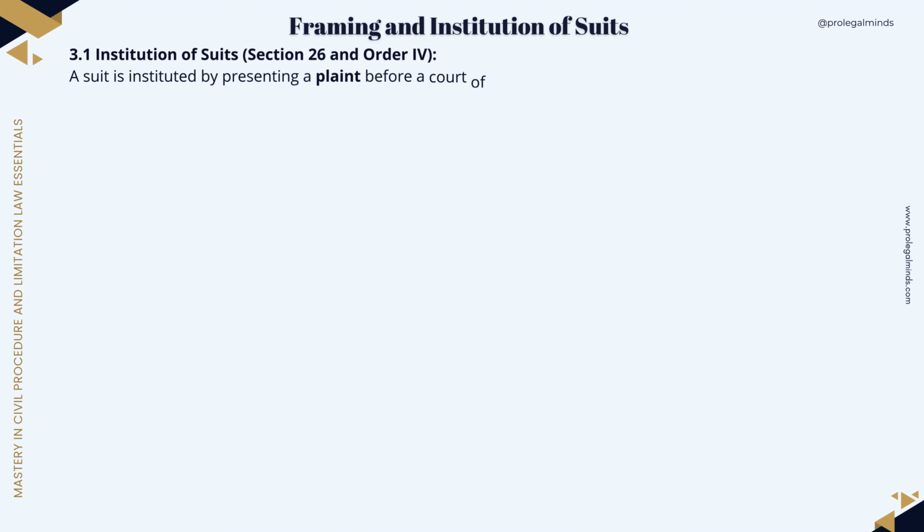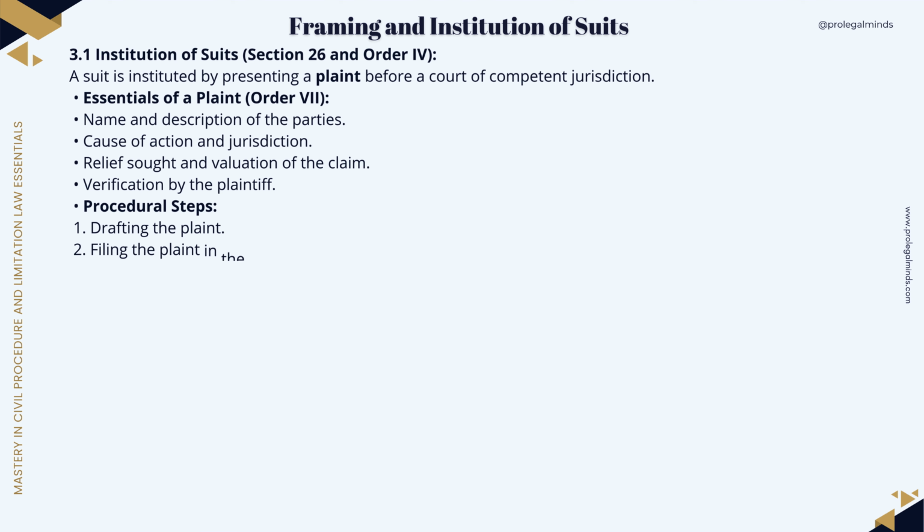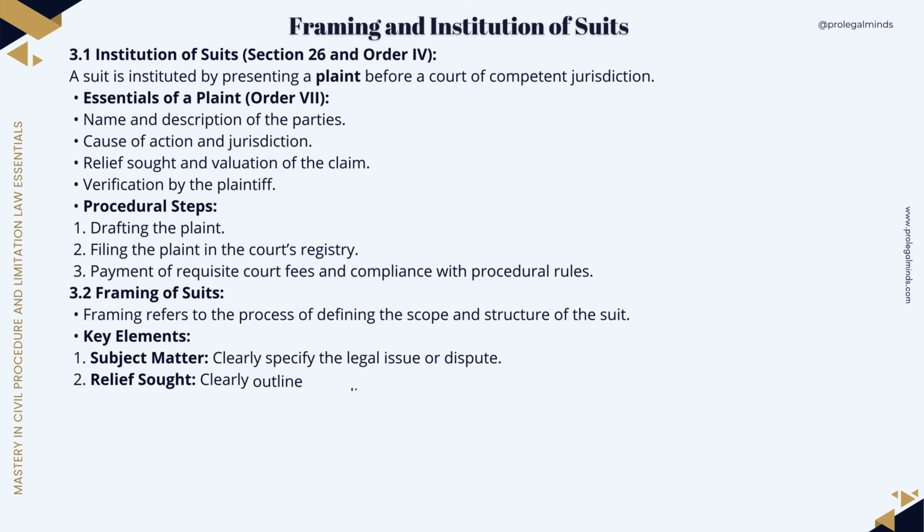Framing and institution of suits. Institution of suits, Section 26 and Order 4. A suit is instituted by presenting a plaint before a court of competent jurisdiction. Essentials of a plaint, Order 7. Name and description of the parties. Cause of action and jurisdiction. Relief sought and valuation of the claim. Verification by the plaintiff.